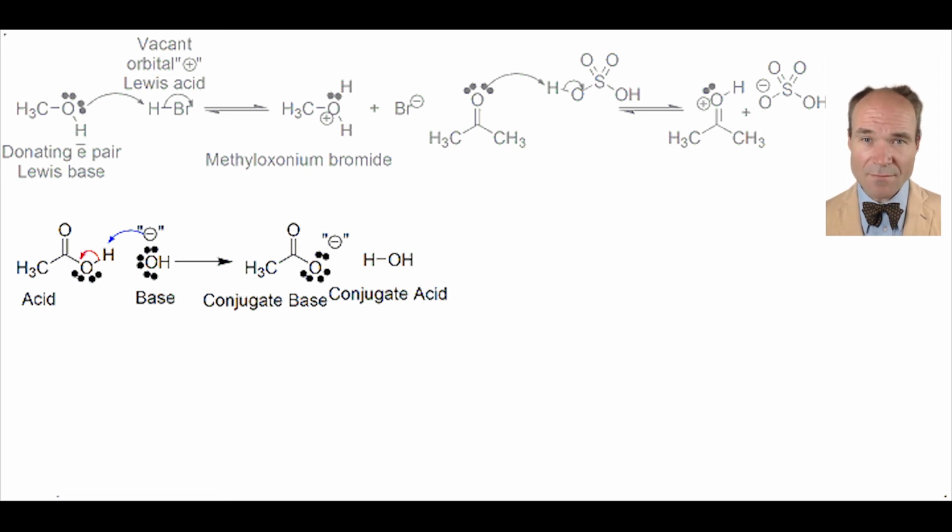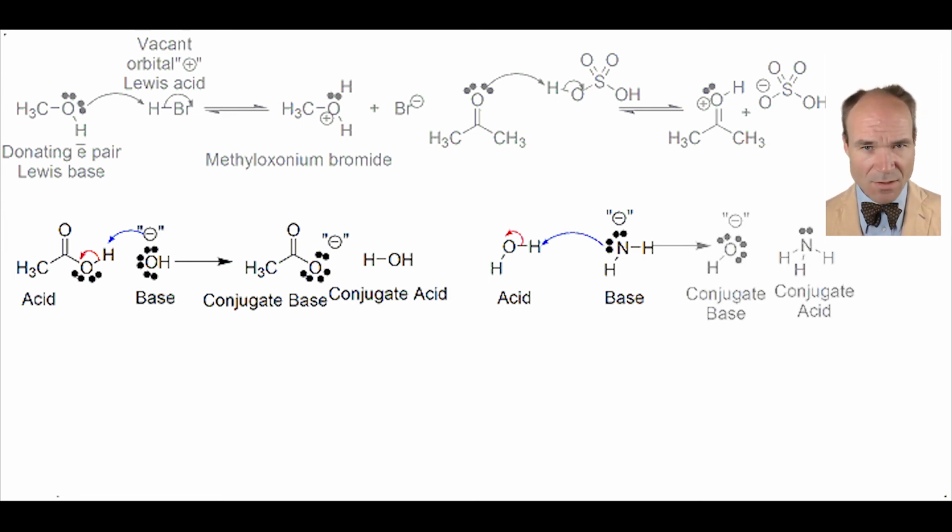Lastly, we have water reacting with anionic amide. Again, the conjugate pairs are produced with hydroxide as the conjugate base and ammonia as the conjugate acid. All four of these examples are both Lewis acid Lewis base, but also Bronsted Lowry acid and Bronsted Lowry base.